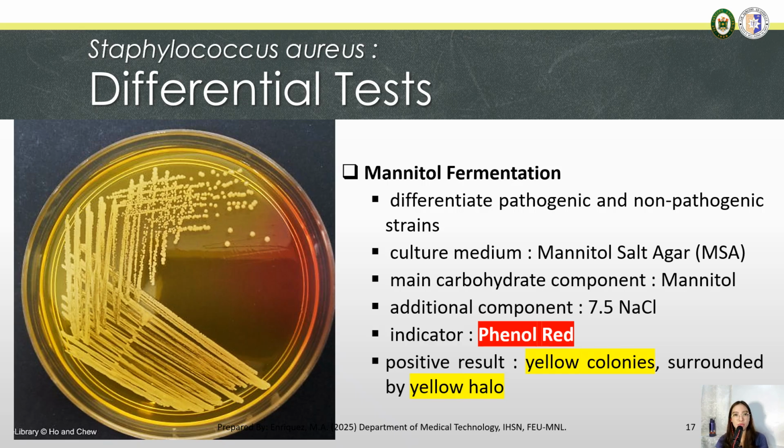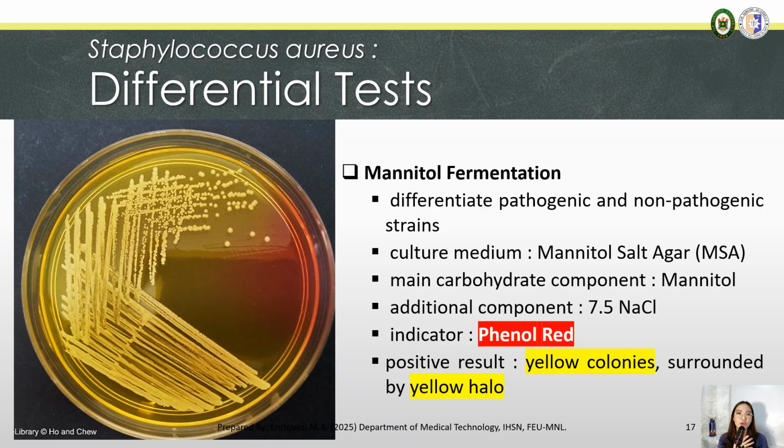This means that they were able to survive the high salt concentration of the agar, and they were also able to utilize mannitol on the agar as a carbohydrate source. So as I've mentioned earlier, MSA uses phenol red as a pH indicator. So if the bacteria was able to produce an acidic environment after mannitol fermentation, the color changes from red to yellow.